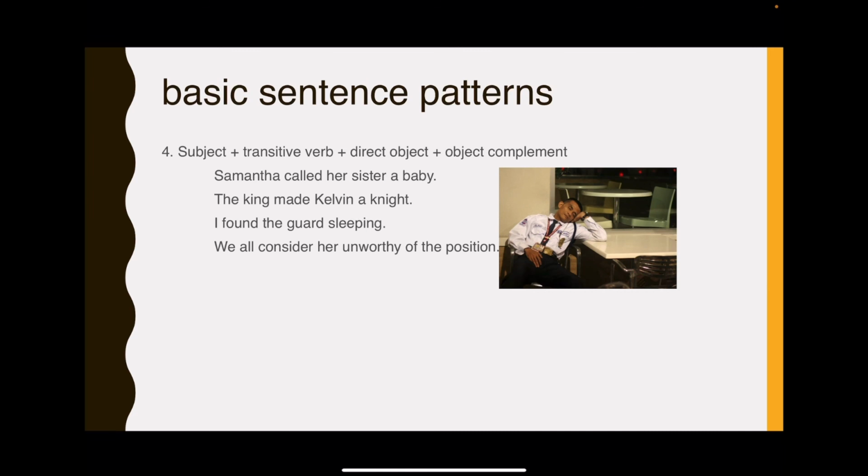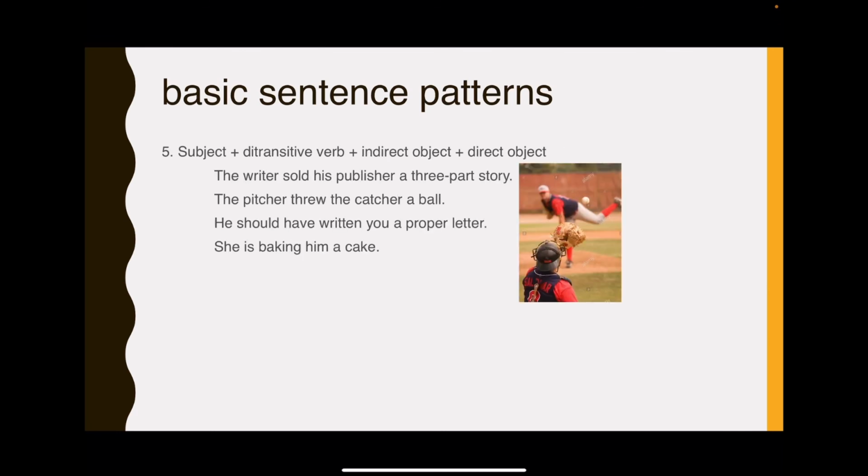It's a different one. If you want to talk about indirect and direct objects, it's here in number 5. Okay, that is subject and then ditransitive verb, followed by indirect object and direct object. So we need to follow this pattern. Let's see. The writer sold his publisher a 3-part story. The writer is the subject, sold is a ditransitive verb, his publisher is an indirect object, and a 3-part story is the direct object of this sentence.